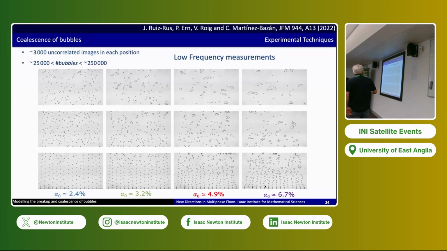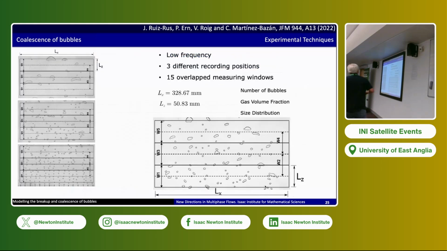For the low speed measurements, we just took images at half a second. This is the recording frequency, just to make sure that the bubbles that are in one of these windows are not in the following one. So we have uncorrelated images. I recorded about 3,000 images, taking between 25,000 and 250,000 bubbles in there. To analyze the data, we just divided each recording region in 5 windows. So we have 15 positions, 15 windows, and from those positions, there were overlapping windows. We were able to get the number of bubbles, the gap void fraction, the size distribution, etc.